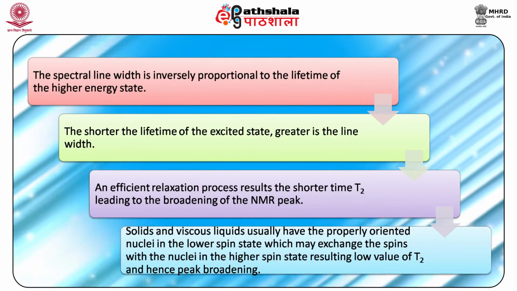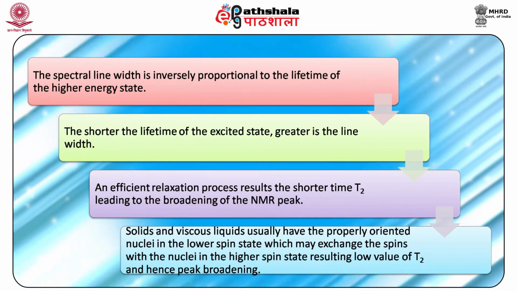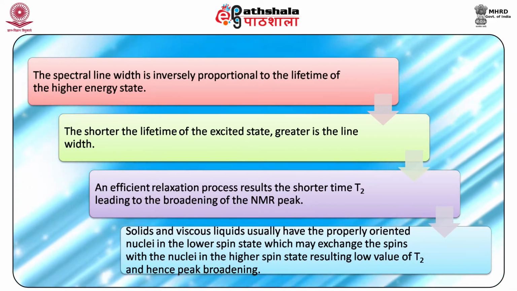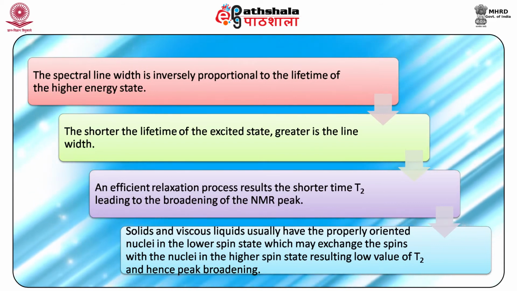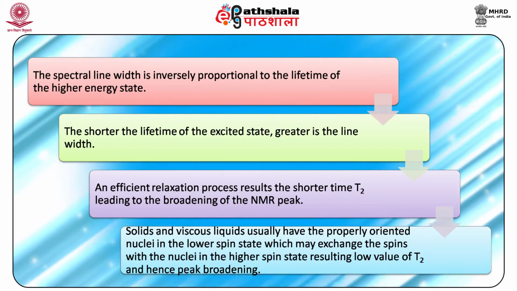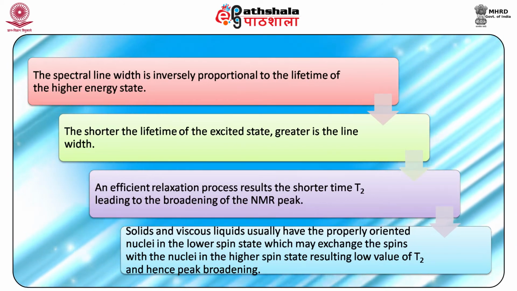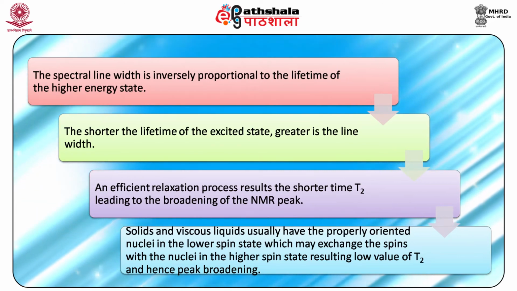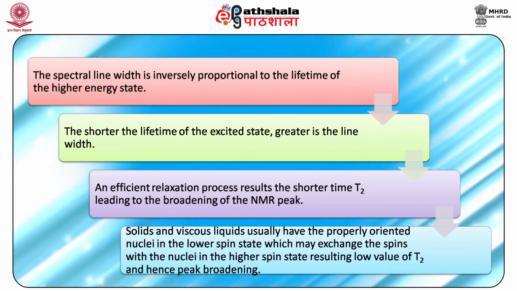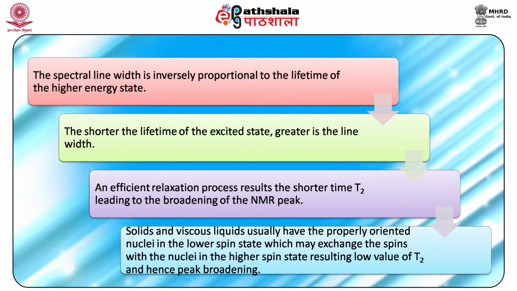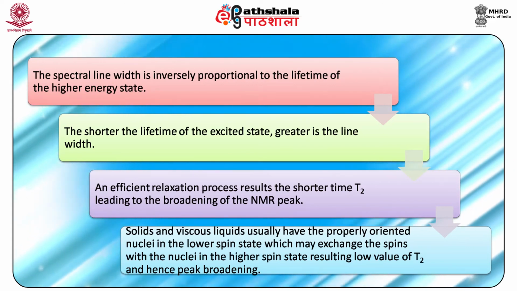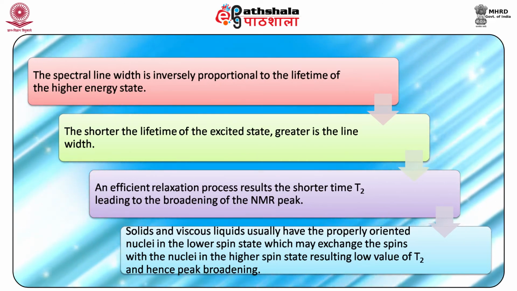A spectral line width is inversely proportional to the lifetime of the higher energy state. The shorter the lifetime of the excited state, the greater is the line width. An efficient relaxation process results in shorter time T2, leading to broadening of the NMR peak. Solids and viscous liquids usually have properly oriented nuclei in the lower spin state, which may exchange the spins with the nuclei in the higher spin state, resulting in a low value of T2 and hence high peak broadening.